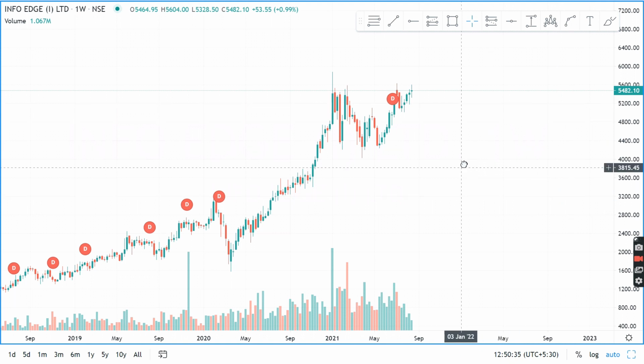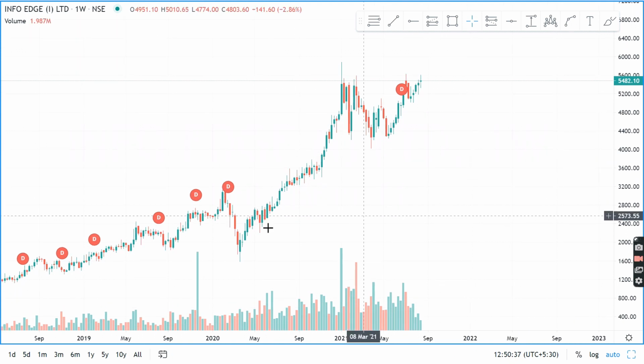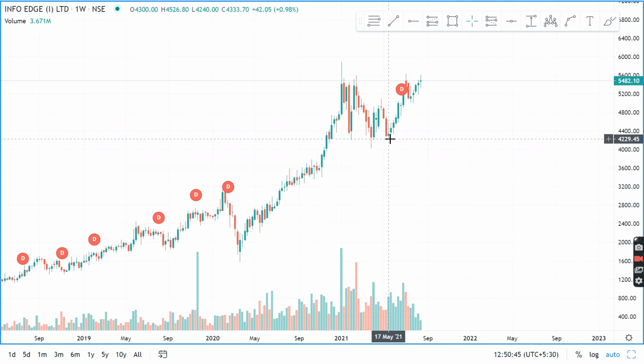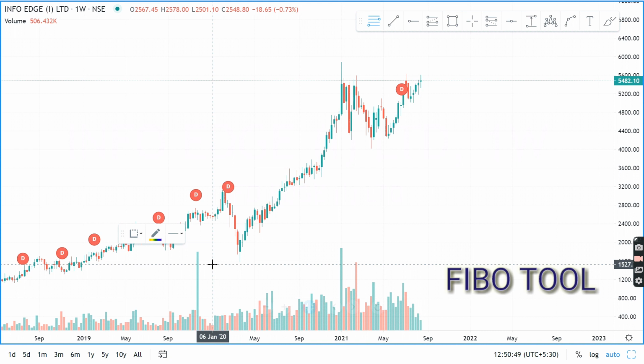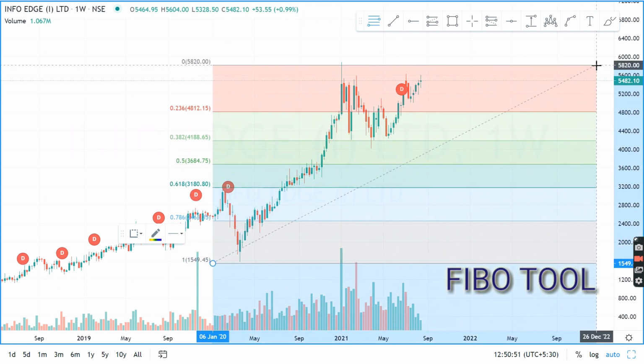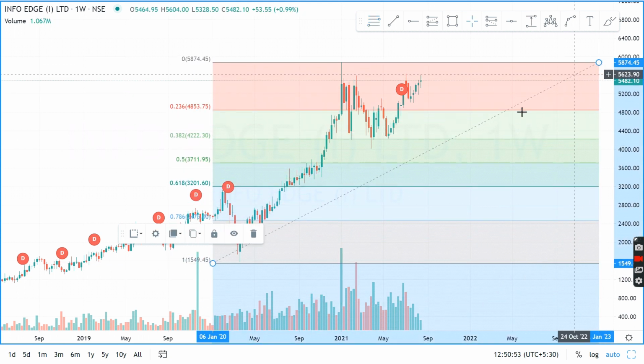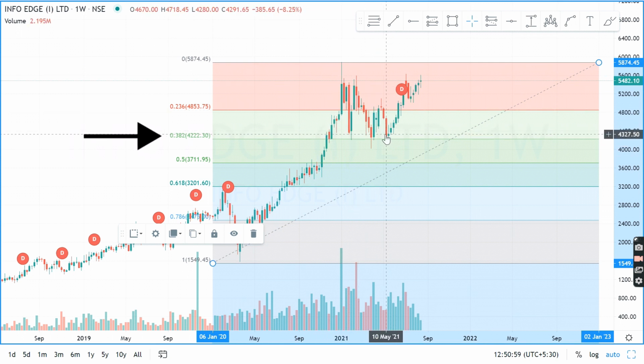So this is the weekly time frame of Info Edge, and here we can see that the stock is in a good uptrend and here it has retraced a bit. To check whether this is a healthy retracement or not, we use the Fibonacci tool. We use the Fibo tool from the last swing to the highest point, and we can see that the stock went up, came down, took support exactly at the 0.382 level, and now it is moving up.